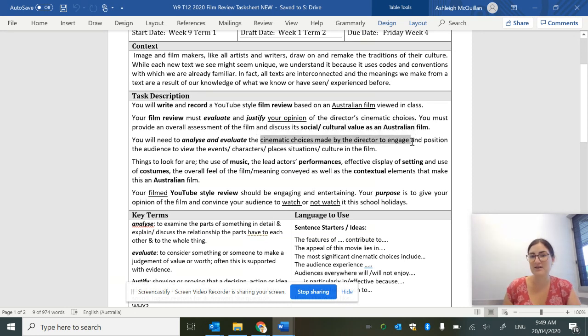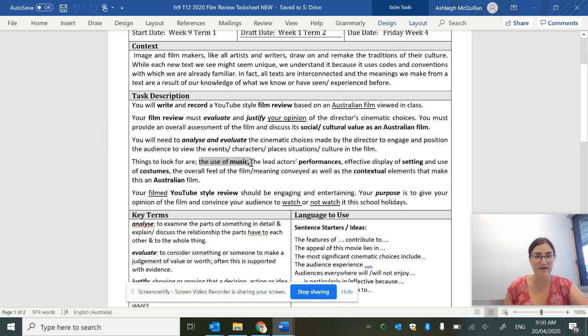When it's talking about cinematic choices by the director used to engage and position the audience, it's really just talking about, you know, how well the actors did. It's talking about how well they filmed it. You know, for example, in Brand New Day, some of the fight scenes are a bit lame, and some of the scenes in Red Dog, you've got Red Dog and Red Cap with the CGI and they're fighting, and that sort of takes away from the film. So talking about those sorts of choices by the director and maybe the landscape, what does it show Australia to be like as, you know, part of the director's choices.